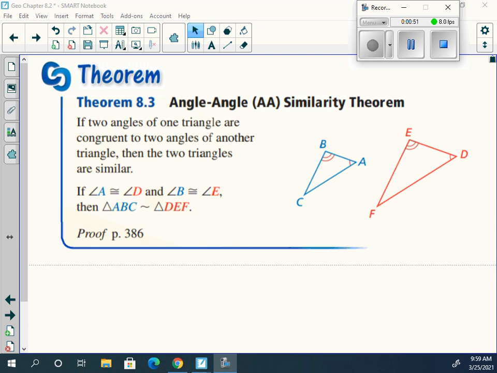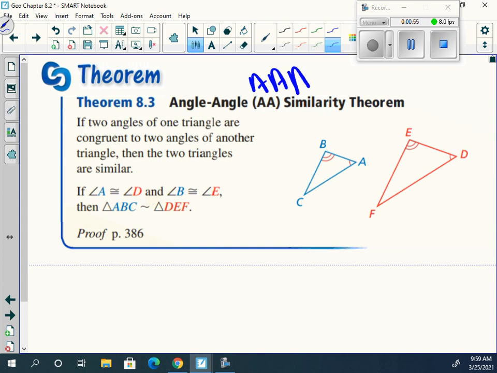Now, we could really call this the angle-angle-angle similarity. If three angles in one triangle are congruent to three angles in another, then the two triangles are similar.